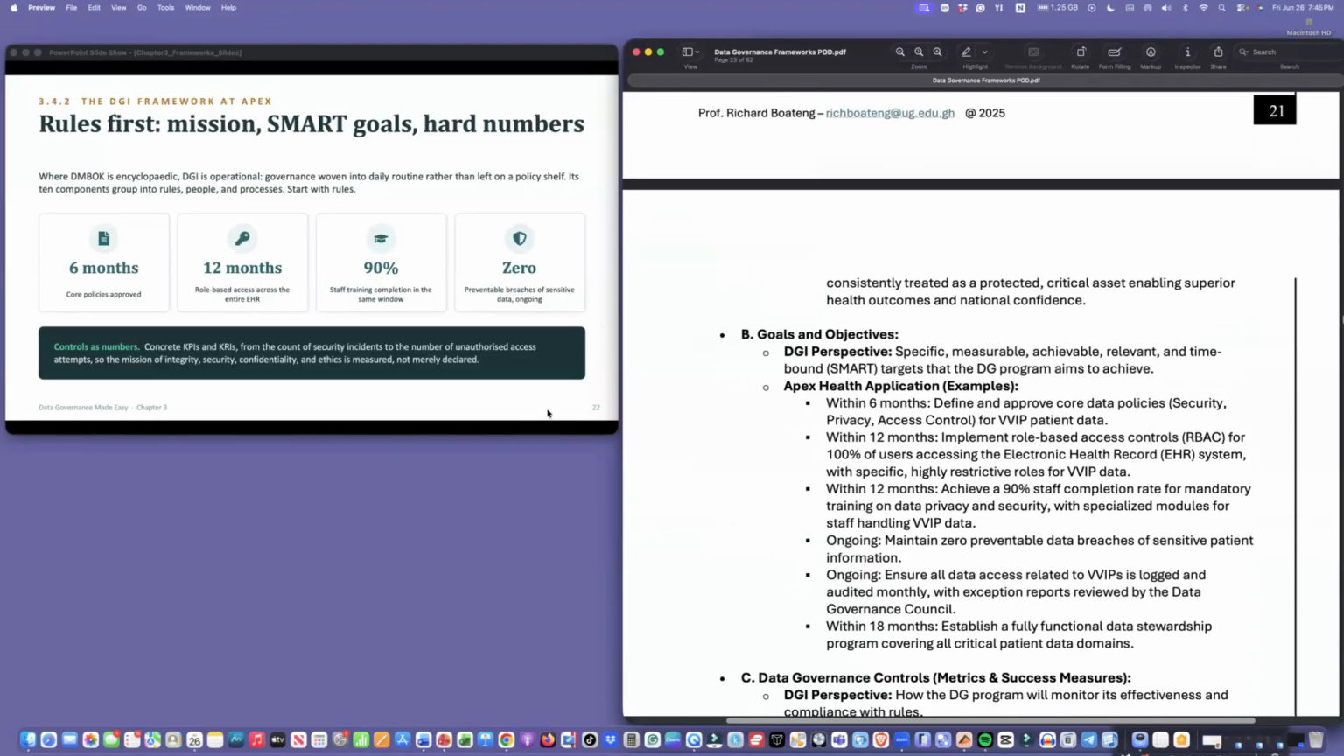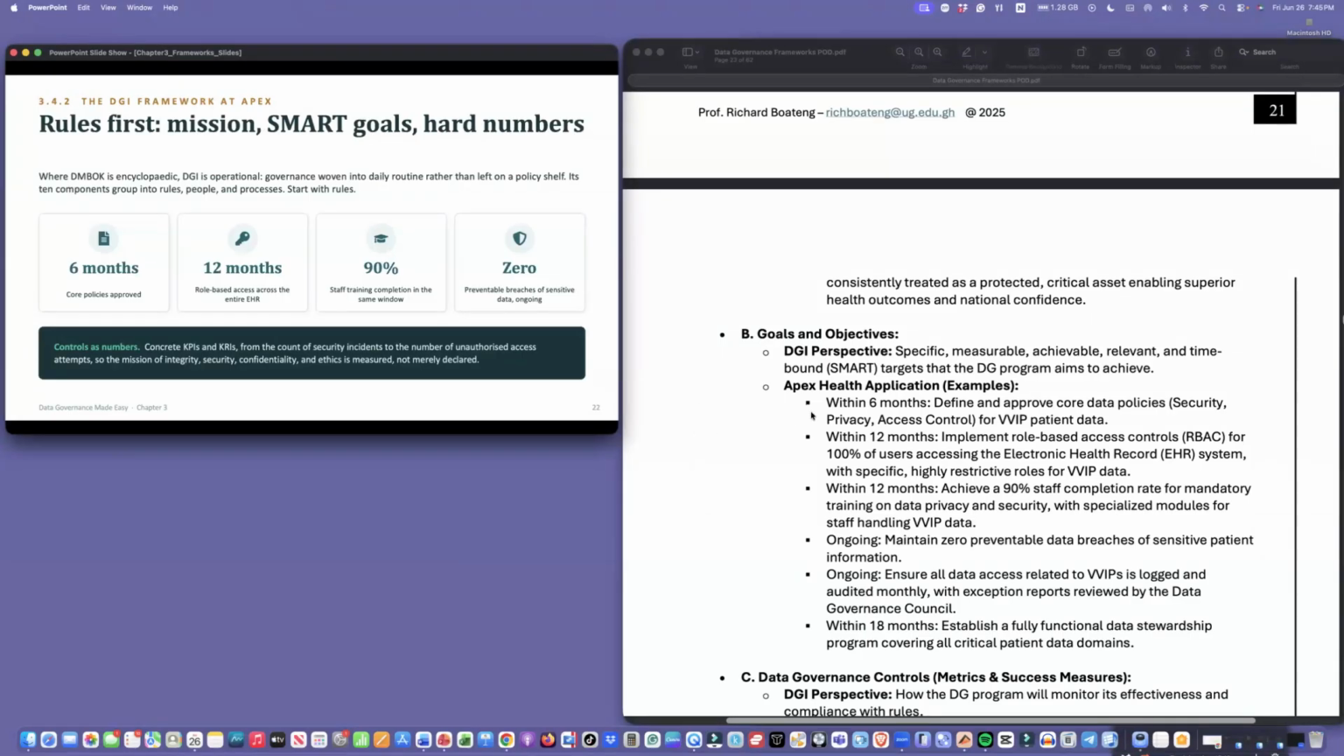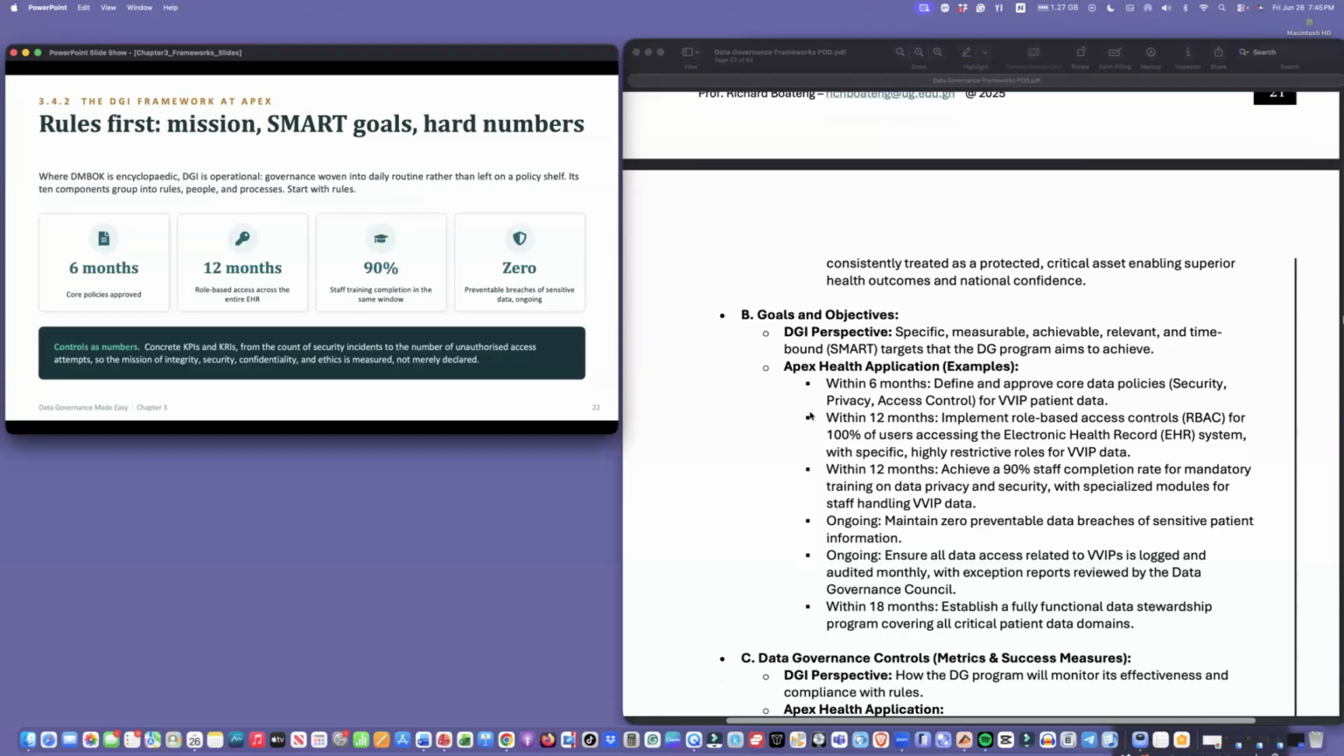Yes, if a president goes to that place and information gets leaked, we are not going to get any national confidence in that. So the first thing that we are going to do under the rules is define our mission, define our goals, and our goals can be in different categories. For example, in 6 months, what do you want to achieve? All the core policies are approved. In 12 months, role-based access through the entire hospital, and 90% of staff training completed in the same 12 months. And then for some of them, it's going to be ongoing.